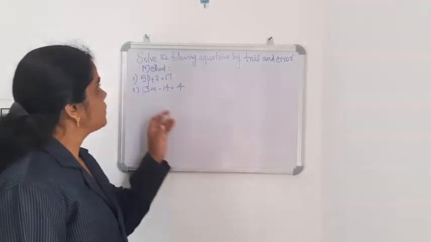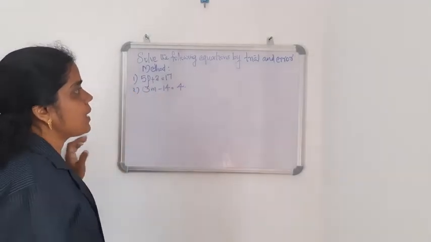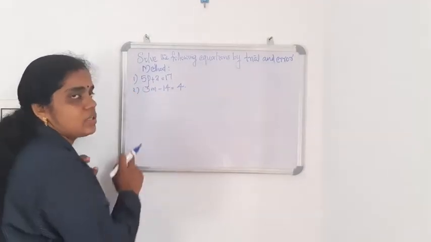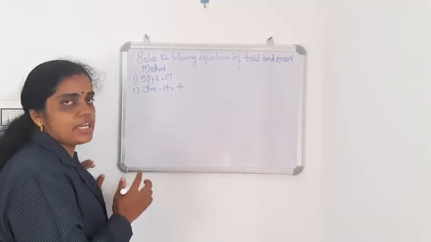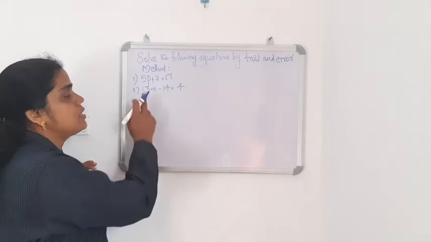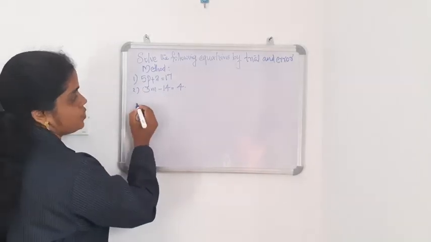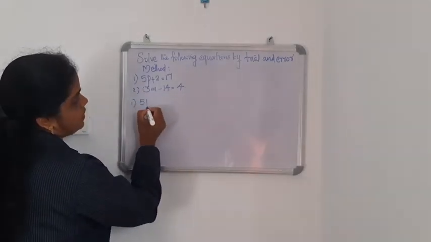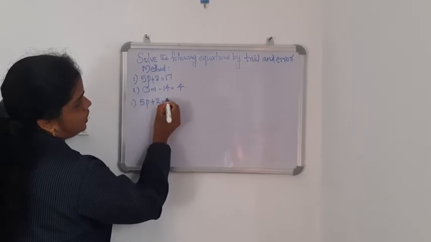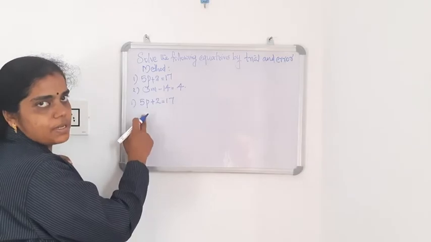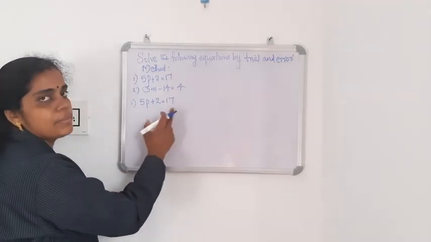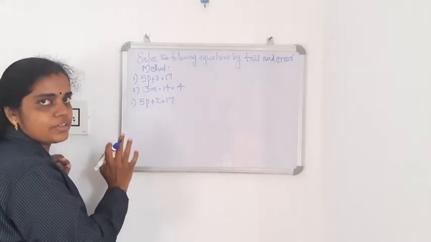Next question. Solve the following equations by trial and error method. Trial and error method means randomly we can give any number to this variable. That is trial and error method. So first question, 5p plus 2 equal to 17. You can give any value to this p. For one value, it will be equal. That is the solution of the equation.